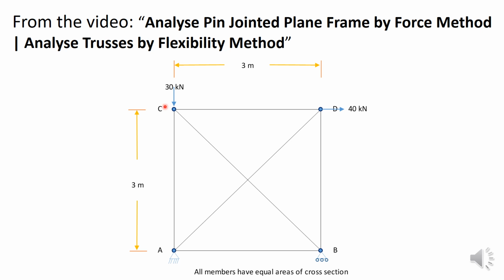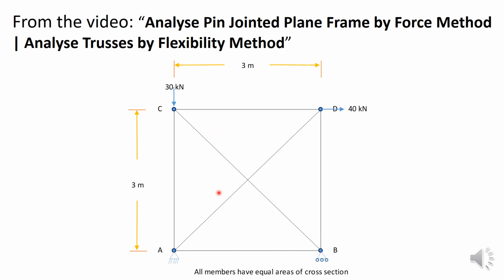You have supports at A and B. At A it's hinged, only rotation possible, no lateral or vertical displacements. At B it's on rollers, so it can move horizontally but not vertically. It is externally determinate because you have the hinge here and the rollers here.